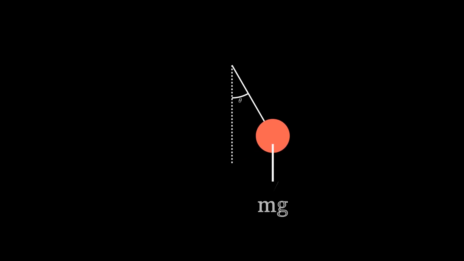Now let's look at an example of SHM in practice, the simple pendulum, a heavy weight on a length of light, inextensible string. If we look at the forces acting on our pendulum, the weight of the pendulum creates a downwards force, the vertical component of which is opposed by the tension. So the tension in the string equals mg cos theta. This also creates a restoring force back towards the equilibrium point. This restoring force is mg sin theta.